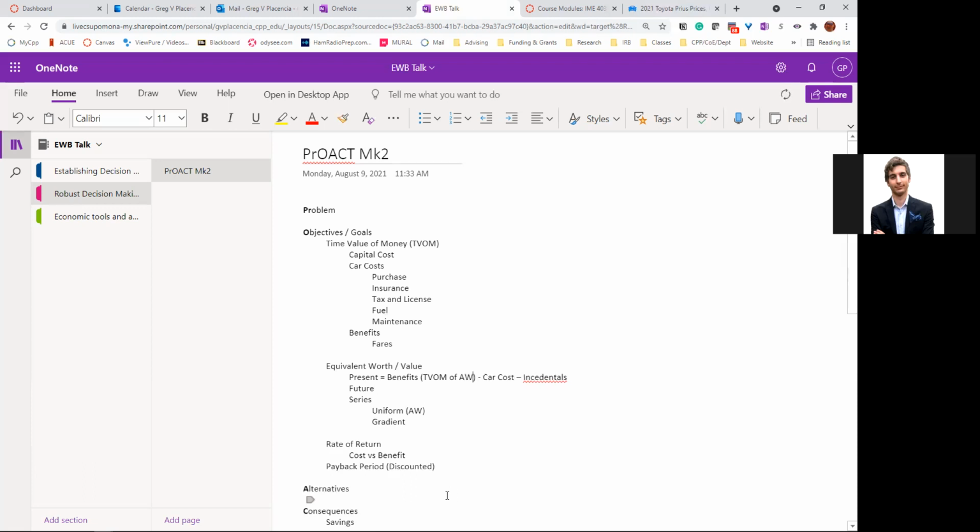Now, let me explain why this is important. Let's say that you plan on taking 5 years to finish up your degree. And so you say, I'm going to be doing this for 5 years. That means you're going to get 5 years' worth of benefits, right?